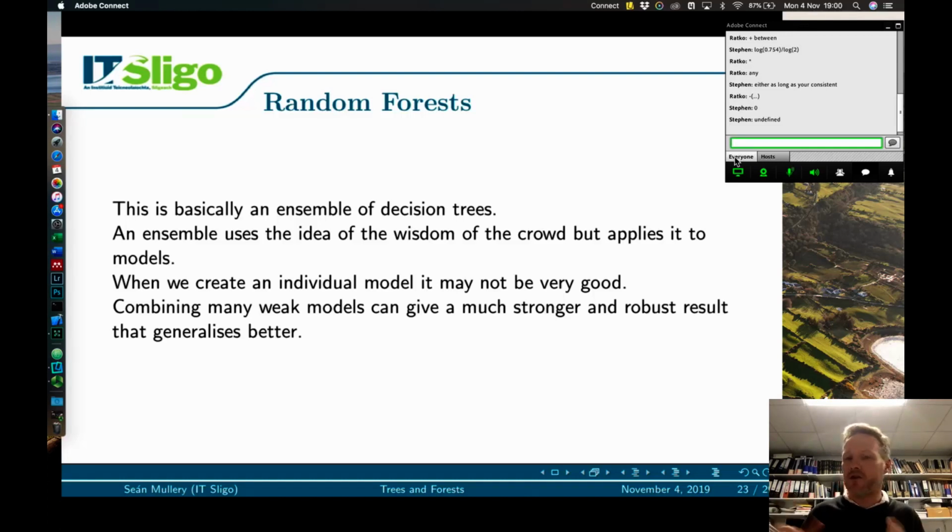Generally speaking, what you'll find is that while some people may be way out, others won't be. If you take an average of enough people, you'd find that they guess very, very close to the actual answer. So that's the idea of the wisdom of the crowd. The idea of random forest is that it applies that idea to these decision tree models. When we create an individual model, it may not be very good, but combining many weak models can give a much stronger and robust result that generalizes better.